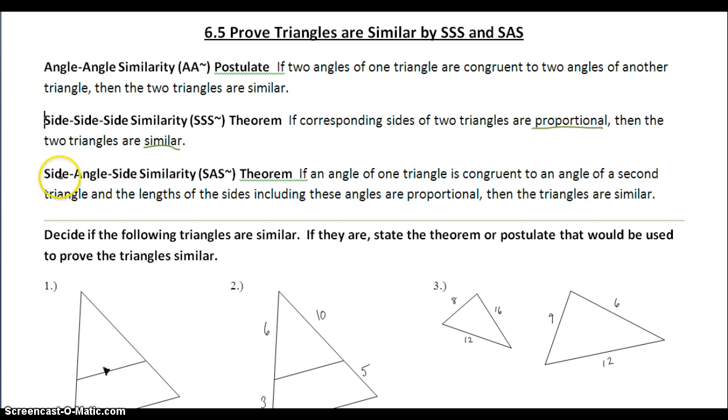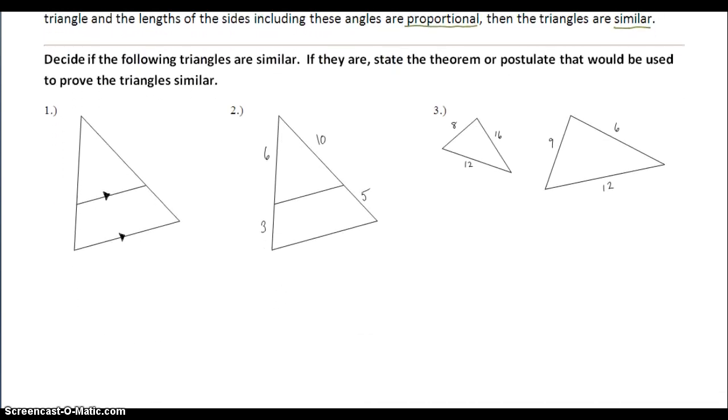The second way is side-angle-side similarity. And in order to use side-angle-side similarity, our included angle still has to be congruent, because between similar shapes, all the angles will have to be congruent. But instead of the sides being congruent to each other, the sides need to be proportional. So when we have side, angle, side, proportional, congruent, proportional, those triangles will be similar. Let's take a look at some examples.